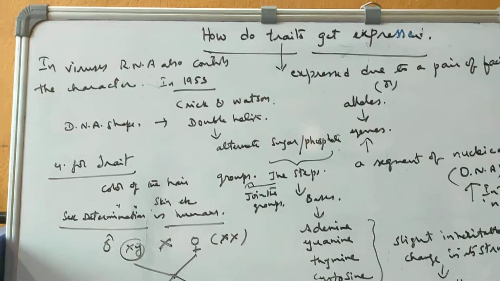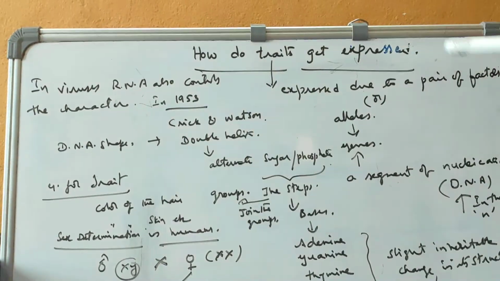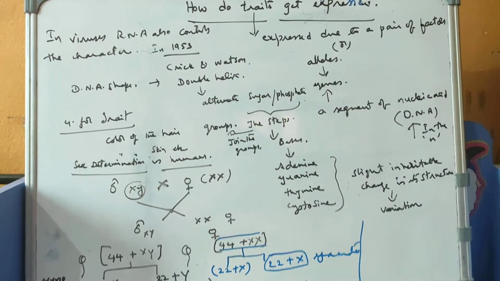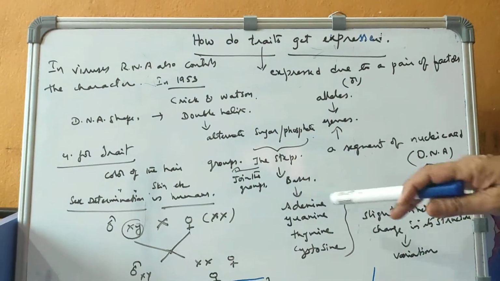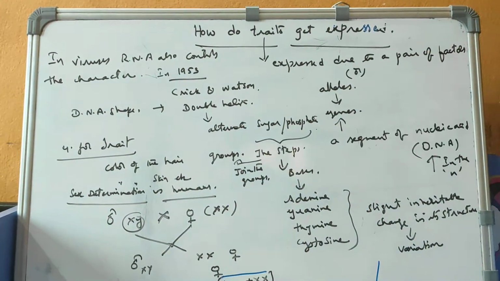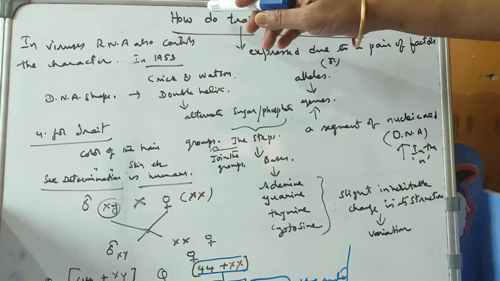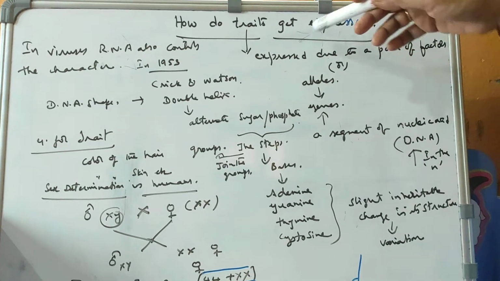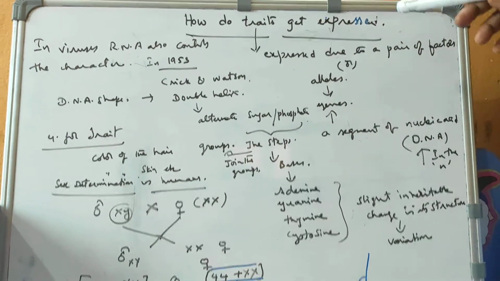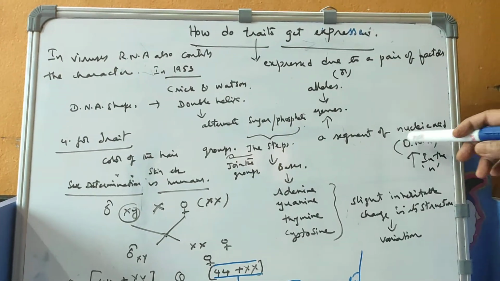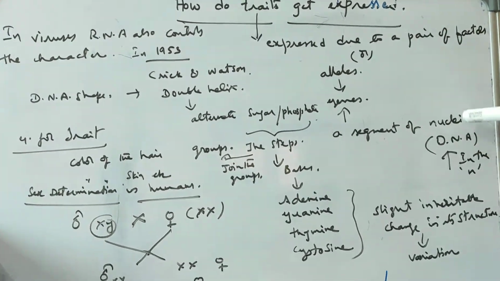This is the biology of 10th class. How do traits get expressed? In the previous video, I discussed the male and female chromosome. So here, how do traits get expressed? Already we came to know that the traits are because of the genes which are present on the DNA, that is the nucleic acid.